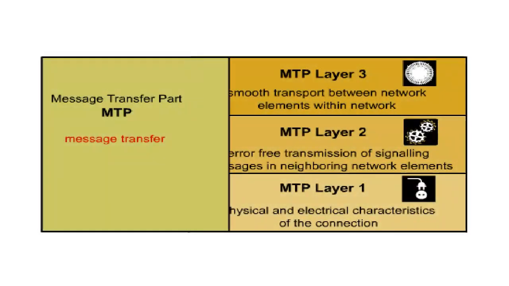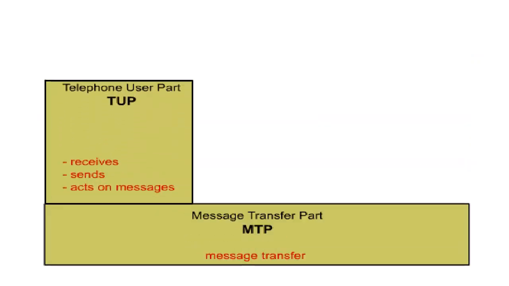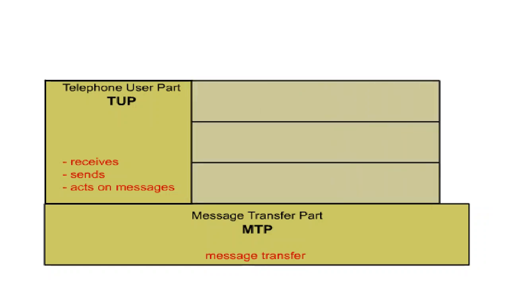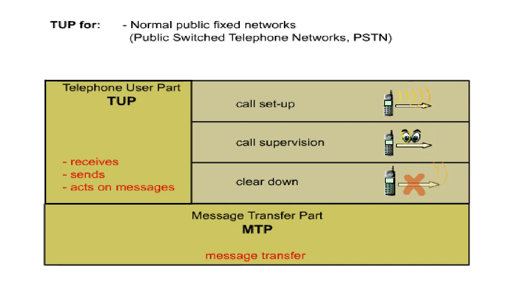While MTP is responsible for message transfer, the telephone user part, TUP, represents the protocol used for sending, receiving, and acting on these messages from the user's point of view. TUP handles call setup, call supervision, and cleardown, and exists for normal public fixed networks, which are also known as public switched telephone networks, or PSTN. With the introduction of the more capable ISDN network, some extra sets of messages became necessary. These features are contained in the ISUP, which replaces the TUP.